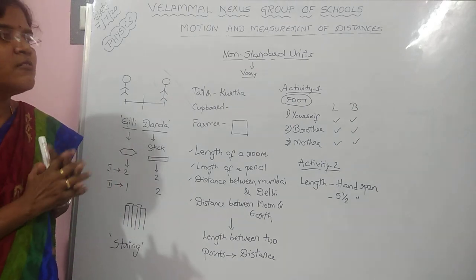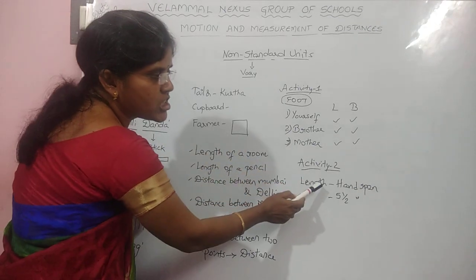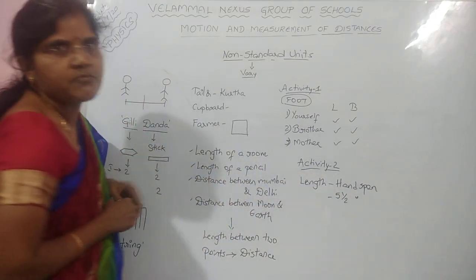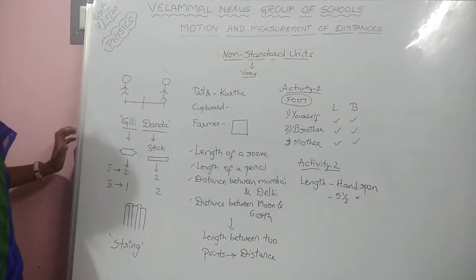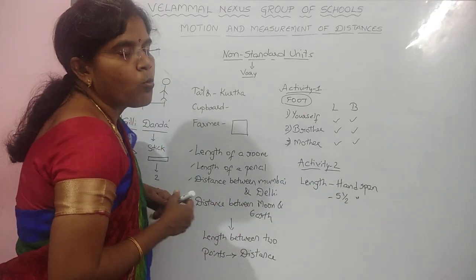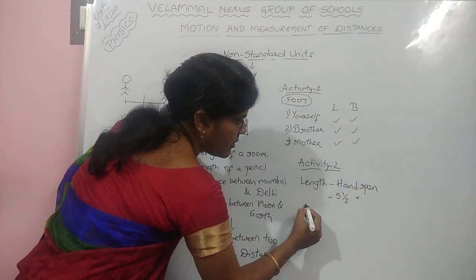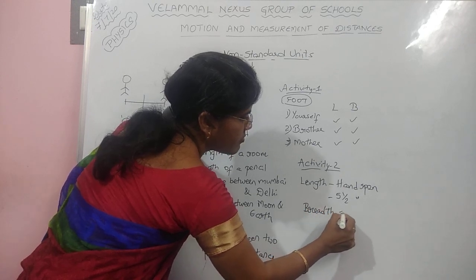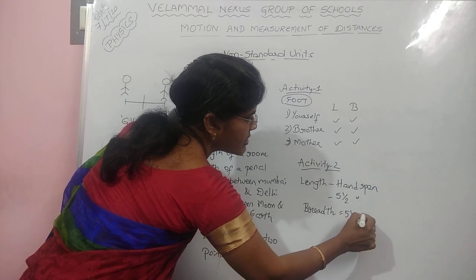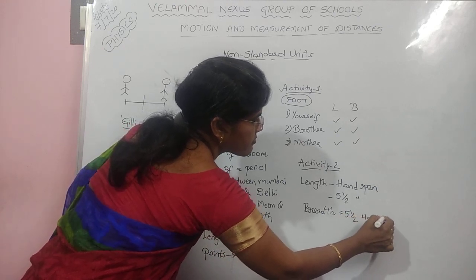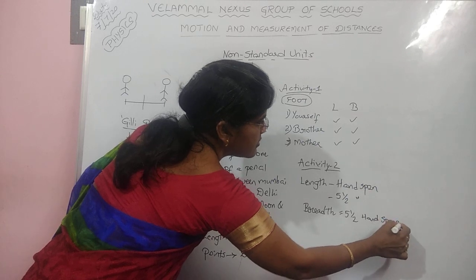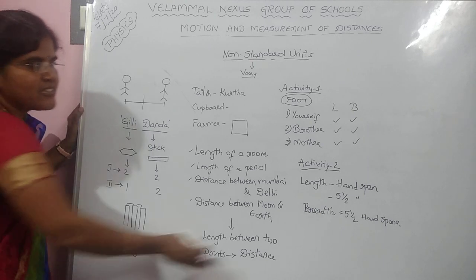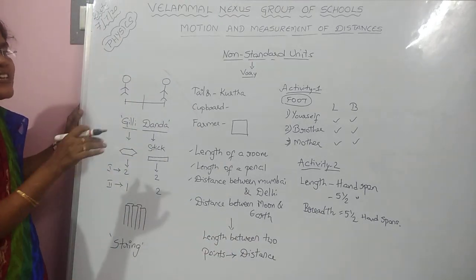What is meant by measurement? For example, I said the measurement of the breadth of my board is 5.5 handspans. What is its meaning? Breadth is equal to 5.5 handspans. Children, I have written here 5.5. For this board, this is the length, this is the breadth. What does it mean here?